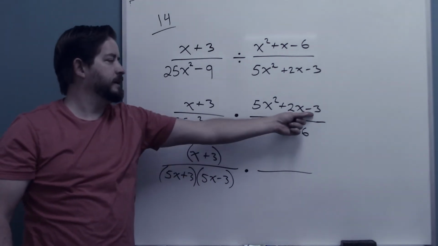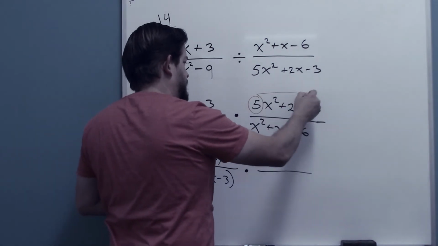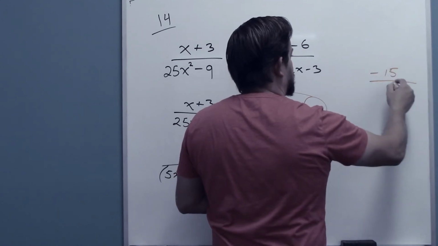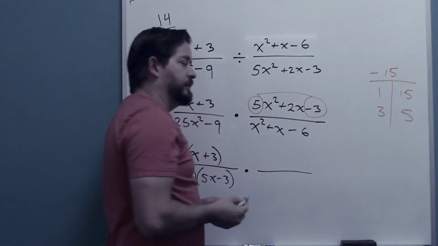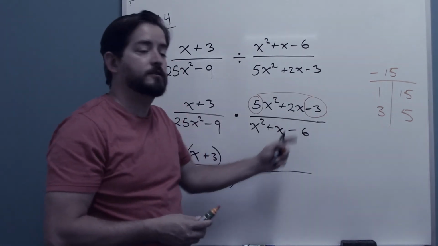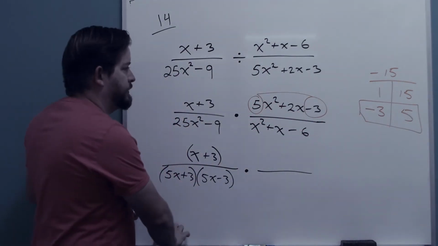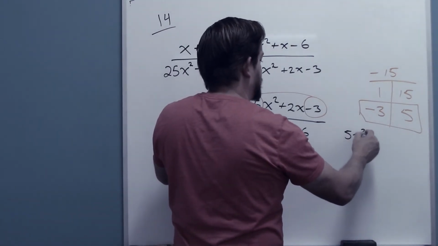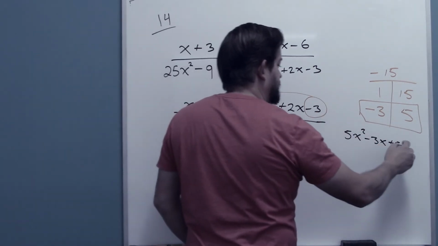I have to go through the AC method. 5 times negative 3, right? A times C is negative 15. I don't care about the negative for now. I just want to find factor pairs of 15, and then I'll worry about the negative in a minute. There they are. I want to pick out the one that'll multiply to be negative 15 and add to be positive 2. And there it is. Negative 3, positive 5. And so I have to replace my middle term, right? So recall this. 5x squared, instead of plus 2x, I'm going minus 3x and then plus 5x and then minus 3.